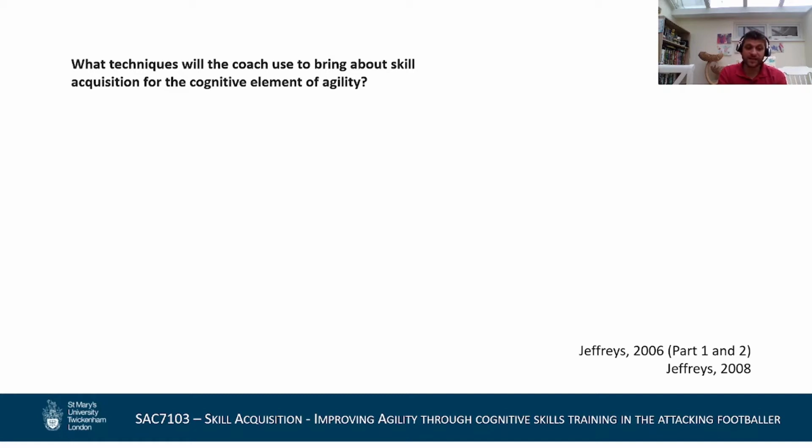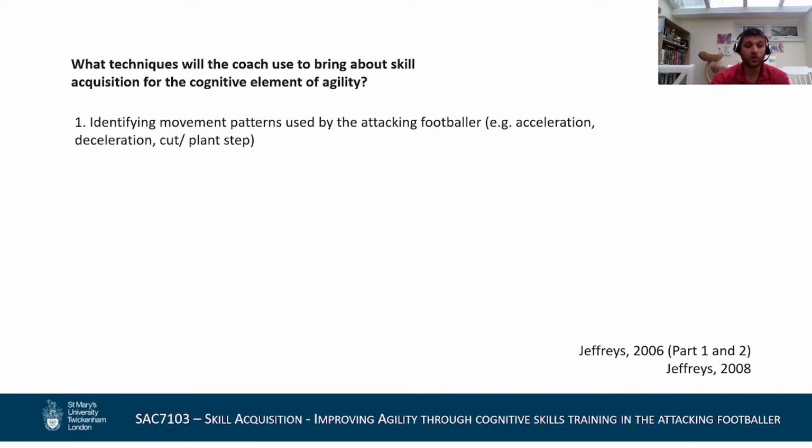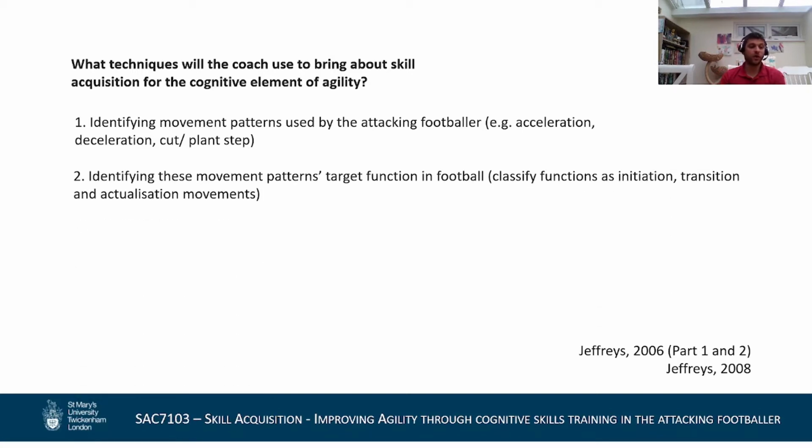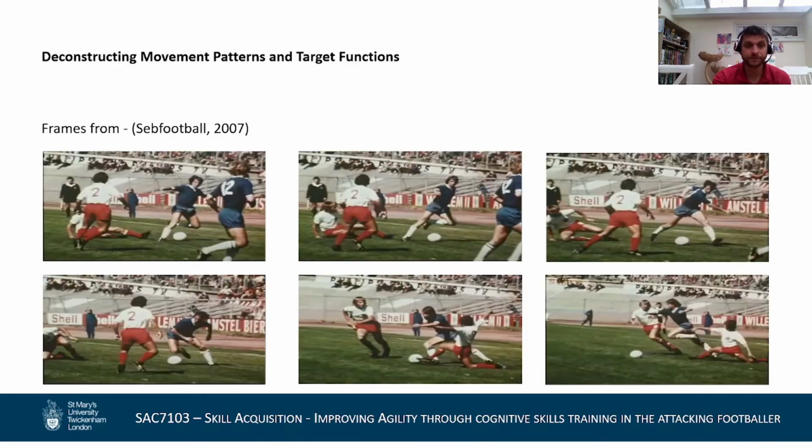Jeffrey's 2006 and 2008 articles propose a motor learning task-based approach in which agility can be deconstructed into target movement patterns, each with their function incorporating the cognitive element throughout the various development stages. I shall be using this as the basis of the cognitive skill acquisition process in agility.